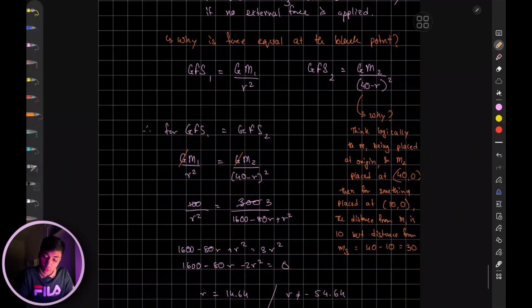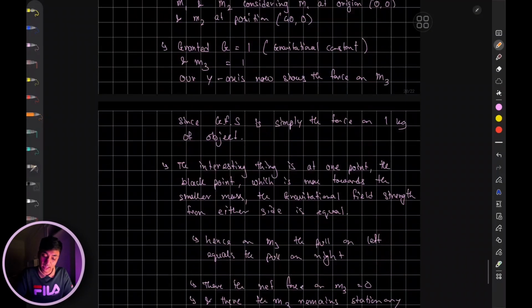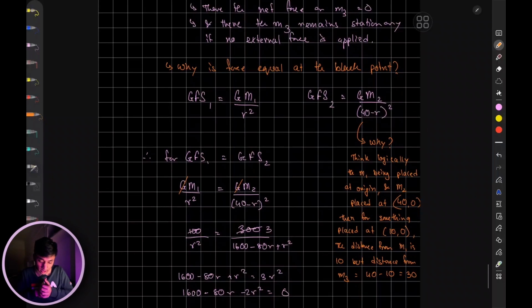Why is the force equal at the black point? This point. Why is the force equal? Let's mathematically find out. So what we want to find out is when is the gravitational field strength for M1 and M2 exactly equal?